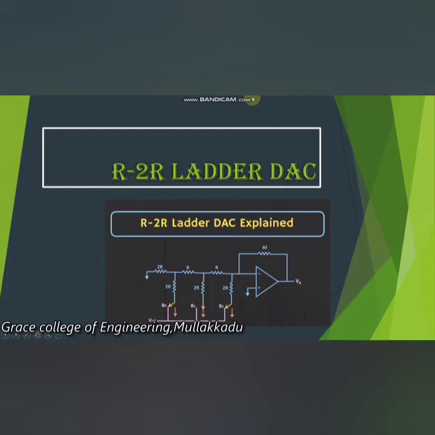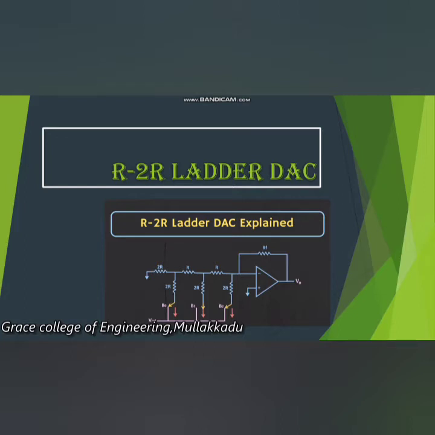Now we are going to see the experiment R2R ladder DAC. R2R ladder DAC is a digital to analog converter which uses an R2R ladder network in order to convert the digital input into an equivalent analog signal. The diagram here shows the R2R ladder network, which is given as an input for the operational amplifier, and at the V0 we will get the analog converted output.